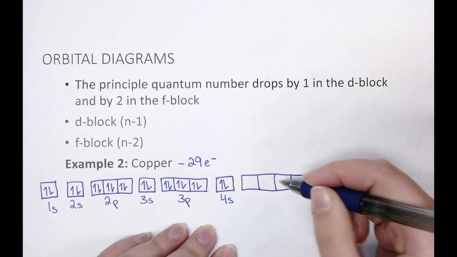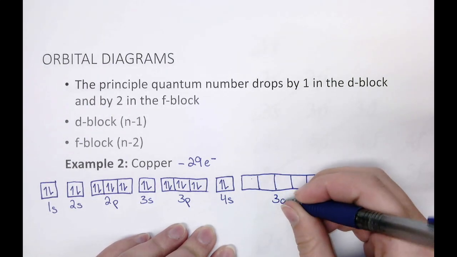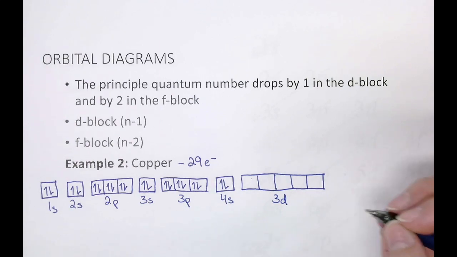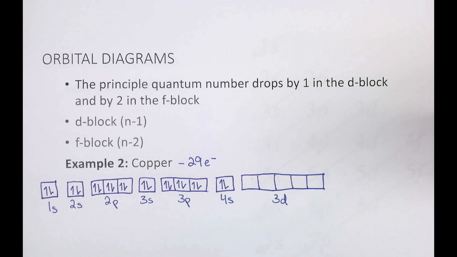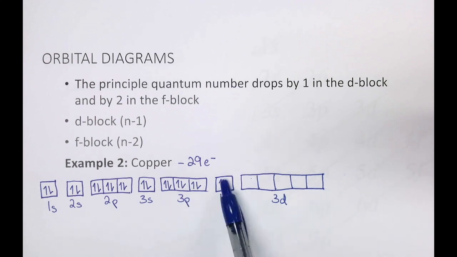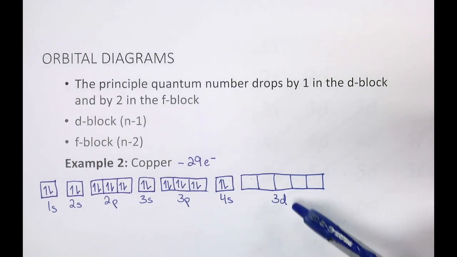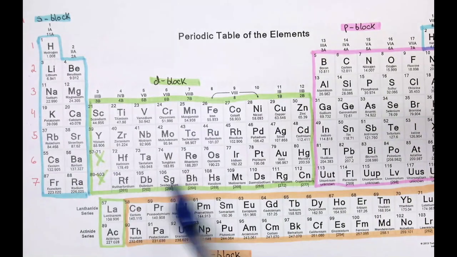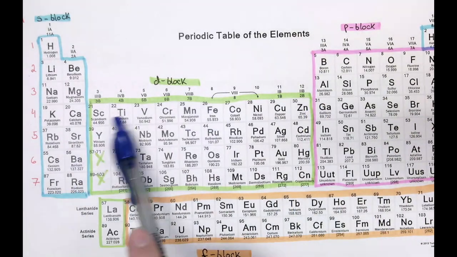So 1, 2, 3, 4, 5, and we label it 3D because the principal quantum number drops by 1 in the D block. Now we have to figure out how many electrons need to go in our D block. There are 2 ways to do this. First off, let's count how many we've filled so far. So 2, 4, 6, 8, 10, 12, 14, 16, 18, 20. So I'd need to put 9 in here. The other way of figuring this out is looking at the periodic table. If you notice, in the D block, there are 10 columns.